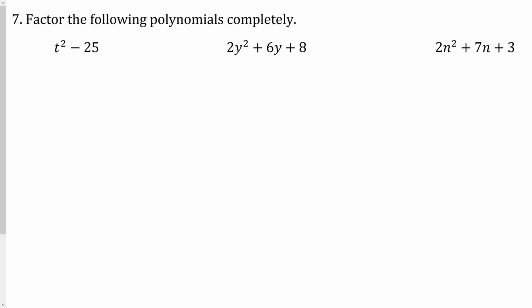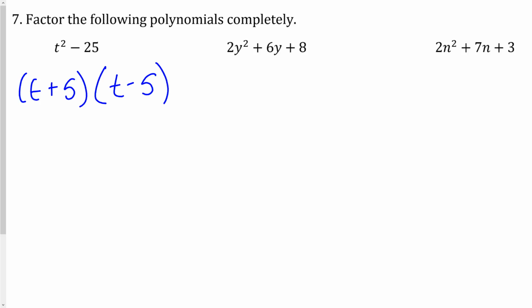The first polynomial is t squared minus 25. Again, this is the difference of perfect squares. T squared is a perfect square, 25 is a perfect square. So hopefully you remember from Algebra 1, that factors as t plus 5 times t minus 5.